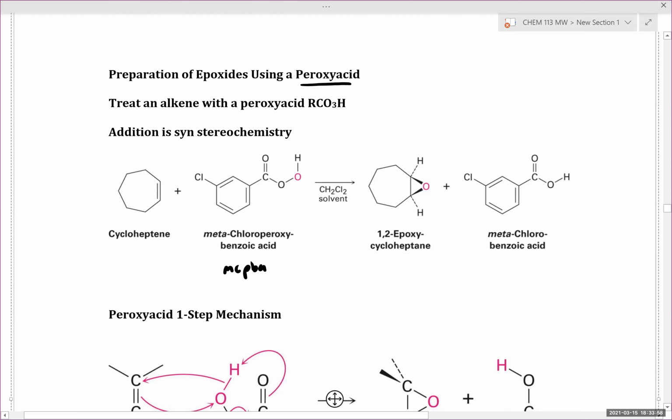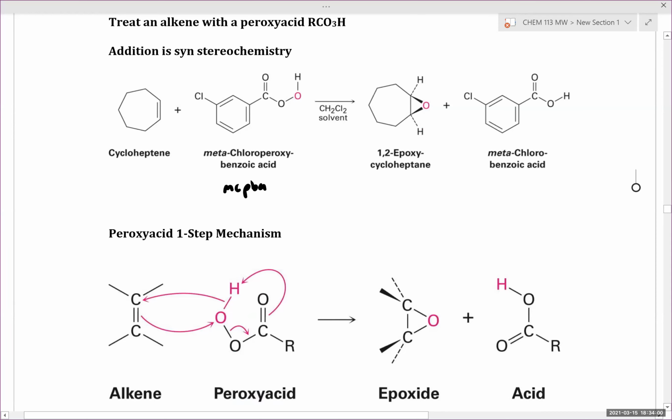So the mechanism for peroxy acid epoxidation is a concerted one-step mechanism. Our alkene attacks the electrophilic oxygen, and there's a cyclization back onto the second alkene carbon to generate our desired epoxide. Epoxidation is installed with syn stereochemistry. Both of the bonds to the epoxide are on the same face.